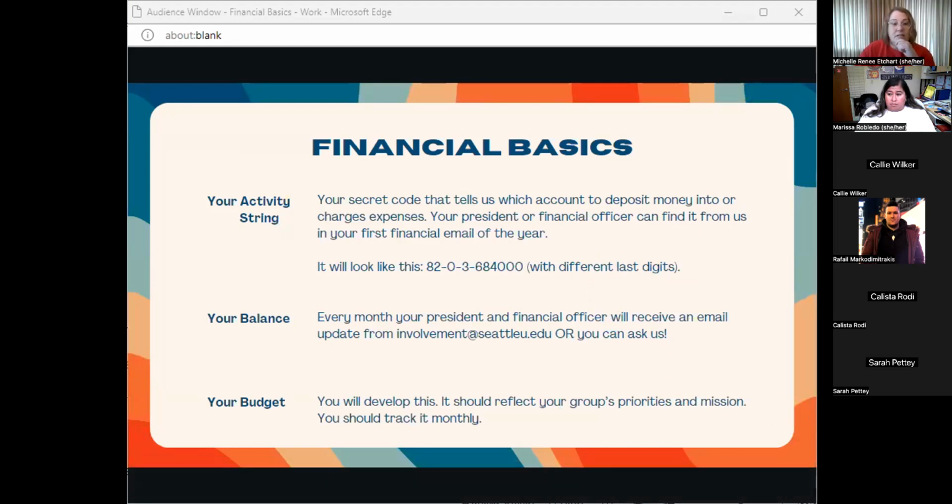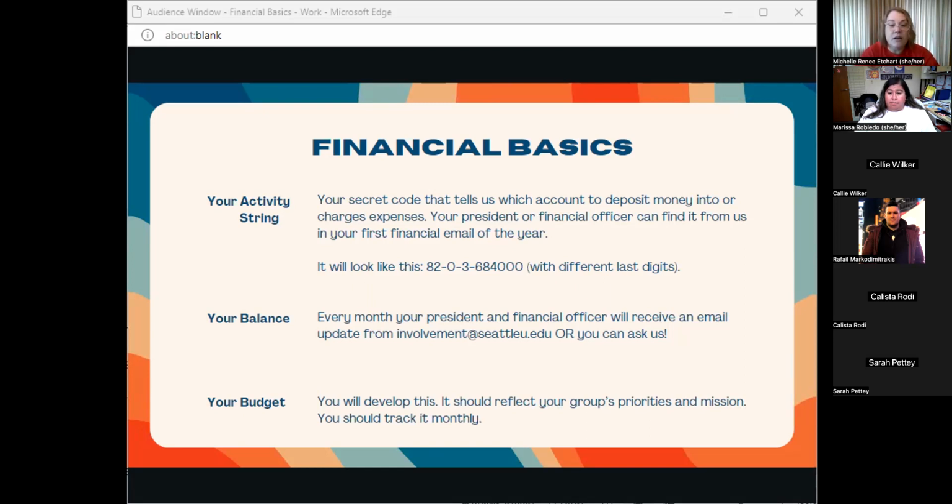Financial basics. There are three things I think it's really important that everybody knows. One is your activity string. Activity string is a weird word that we have chosen at SU. I don't know why, but it essentially means your account, your pot of money. And the number, which is called the activity string, tells the university when you're spending money or depositing money, what little pot of money. So it's like your budget number or your account. We call it your activity string. If you call it something different, I'll usually know what you mean, but you need to know that that's what the university calls it so that you know what we mean.